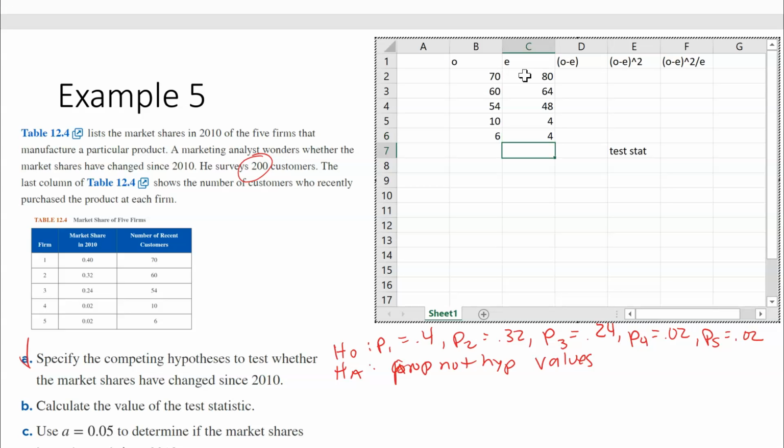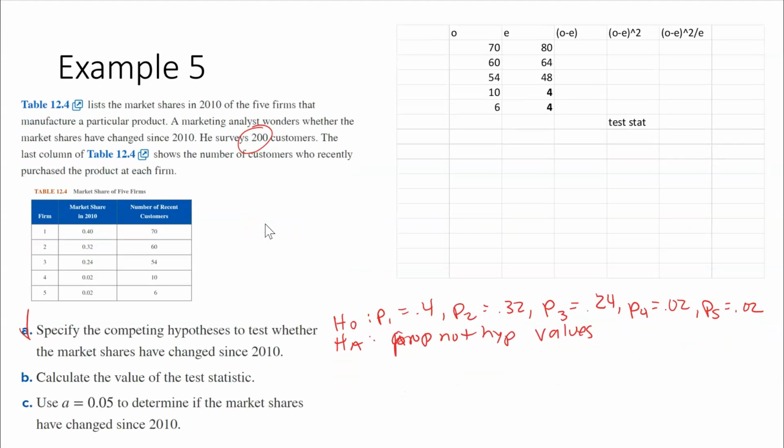And then we just want to double check that all of these are greater than 5. And we see here that these two are not greater than 5. These are 4. So it's not like we just stop and quit here. It's just that we can actually say, instead of comparing firm 4 and 5 separately, let's compare them together. So let's combine these two columns. Instead of 0.02 and 0.02, we're just going to make this 0.04. And instead of 10 and 6, we're going to make this 16. And we can call this firm 4 and 5.